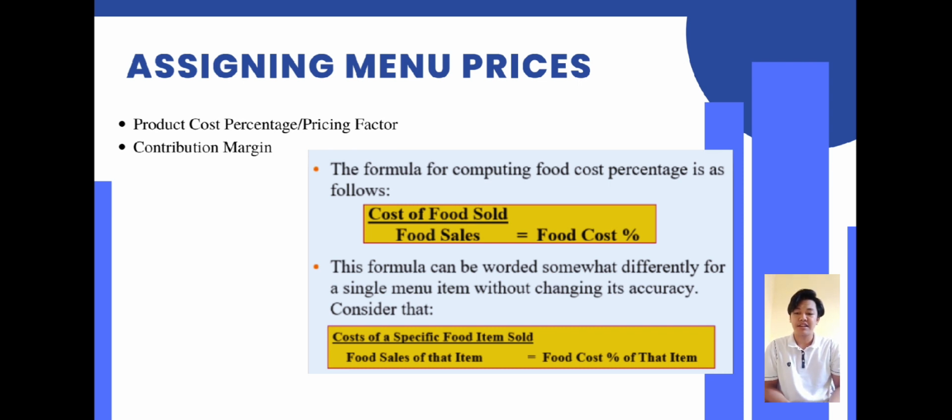Now I'll discuss assigning menu prices, product percentage cost, and contribution margin. The formula is cost of food sold over food sales equals the food cost percentage.